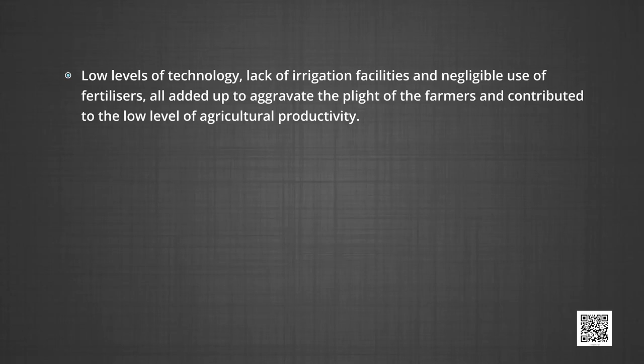Five, low levels of technology, lack of irrigation facilities, and negligible use of fertilizer all added up to aggravate the plight of the farmers and contributed to low level of agricultural productivity.